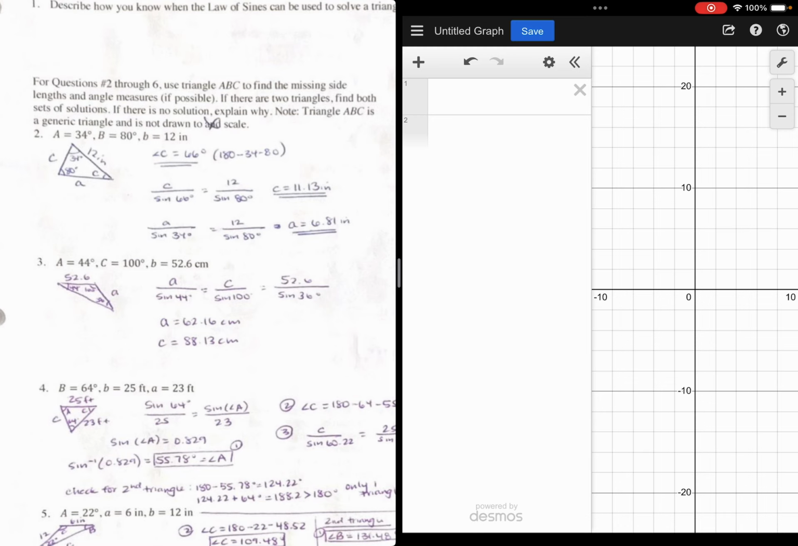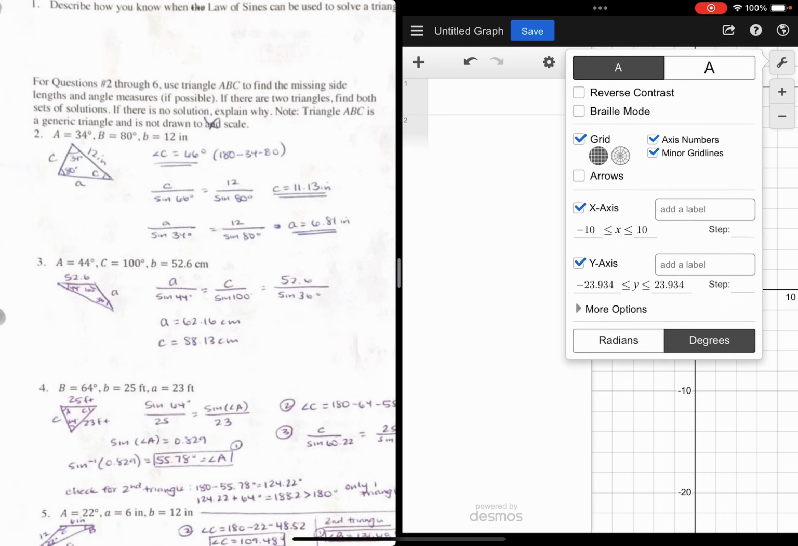To get to degree mode, if I go to that little tool wrench in the corner, you'll notice that down at the bottom I have a choice between radians and degrees. Desmos will default to radians, and we want to switch it over to degrees. That's just a matter of clicking the button, and now it's in degree mode.